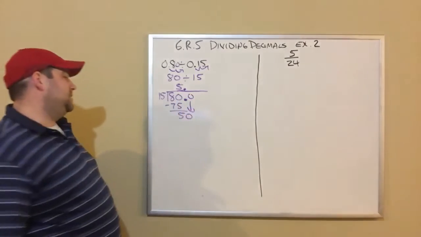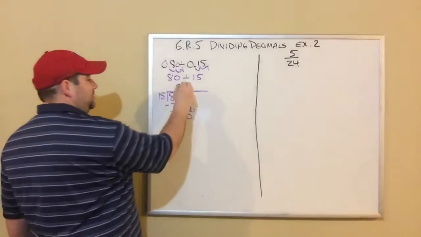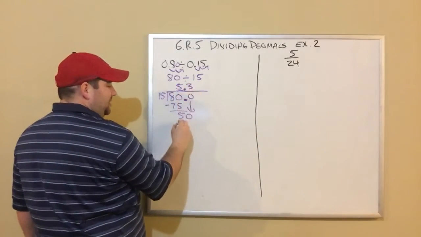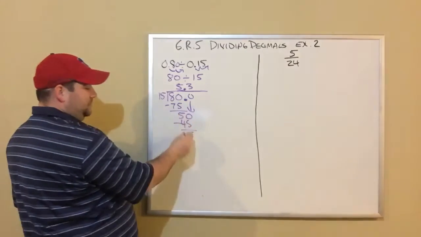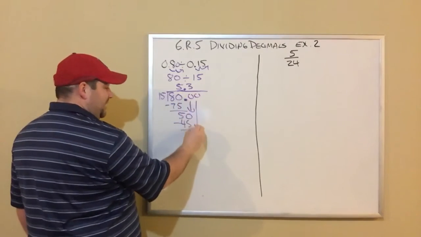bring down the 0. So now 15 into 50. 15 goes into 50 3 times. 3 times 15 is 45. And 50 minus 45 is 5. So I bring down another 0.